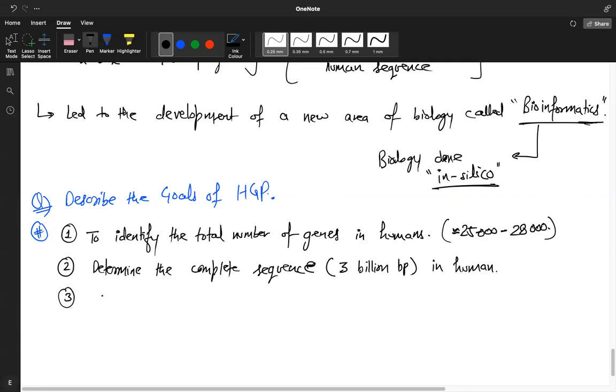Third goal was to store this information in the form of a database. And even to store this as a database, you need a huge storage. At that point of time, servers like the cloud servers were not there, so they had to do it in storage devices like hard drives or the actual storage of the computer. So database storage, which can be accessed.